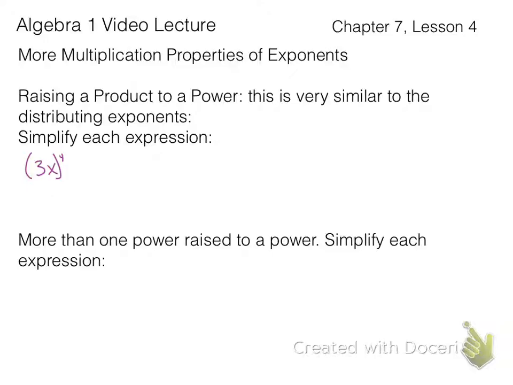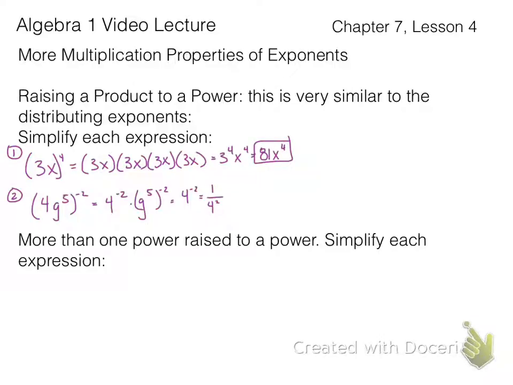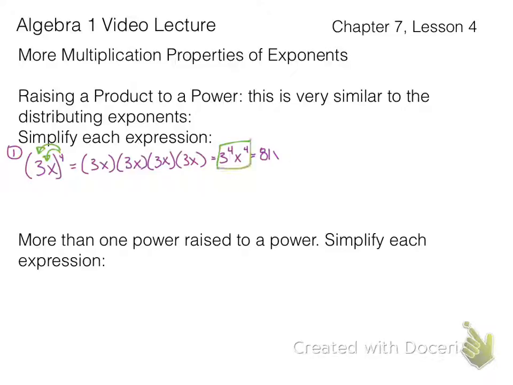So basically, this means 3x to the 4th is really 3x times 3x times 3x times 3x, 4 times. So then you would just do 3 times 3 times 3 times 3, which is basically 3 to the 4th, and x to the 4th. Or, you can just go ahead and distribute. So again, the other way you can do it is just distribute. So it'd be 3 to the 4th and x to the 4th, which is what we have right here. And then if you actually do 3 to the 4th, you're going to get 81x to the 4th.